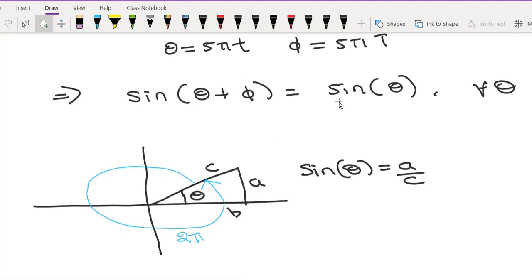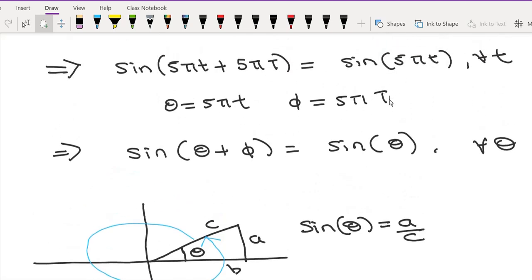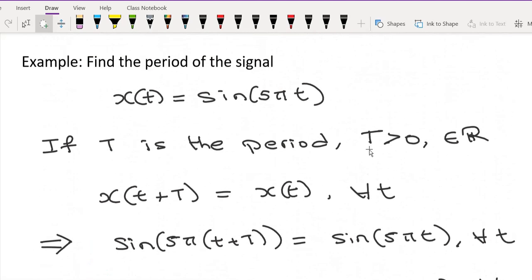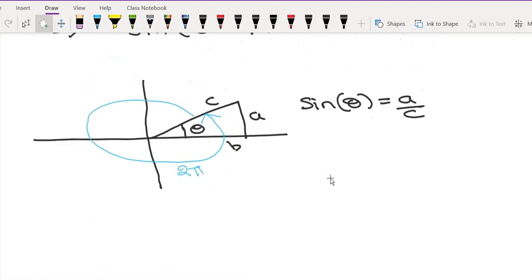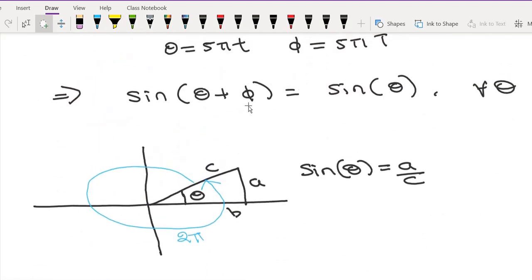So this equation will be true also when phi is actually 0. But if phi is 0, then this capital T will be 0. And if capital T is 0, that will be a contradiction because we said capital T must be greater than 0. So what we are saying is then this phi has to be any multiple of 2 pi but not 0.